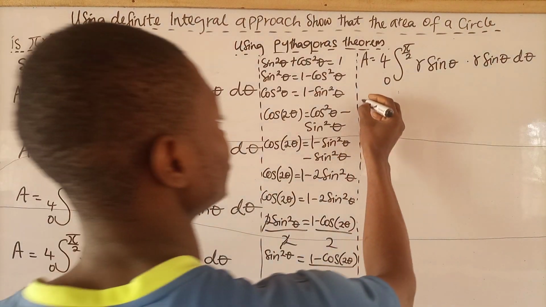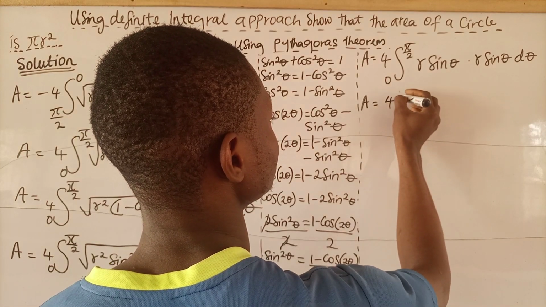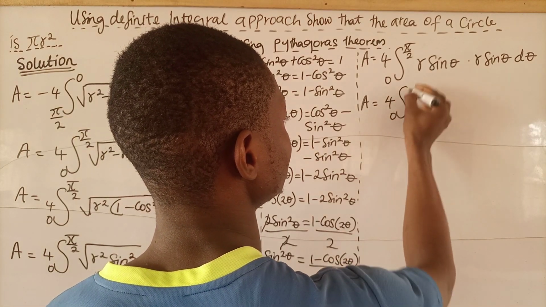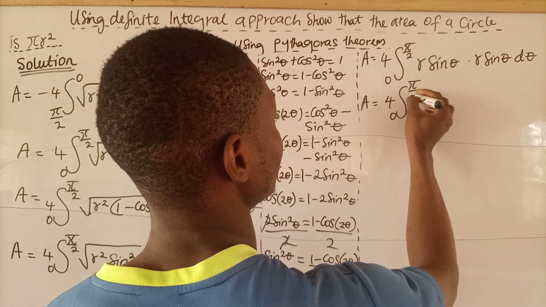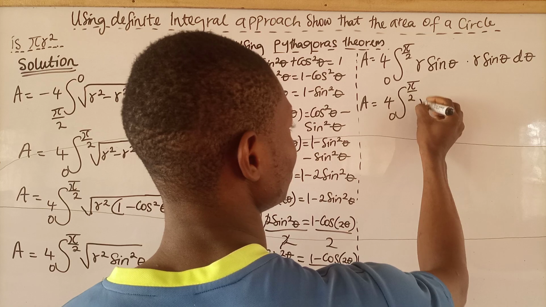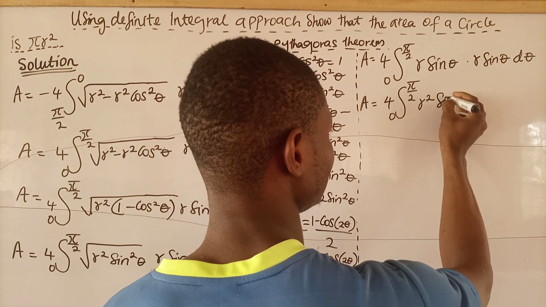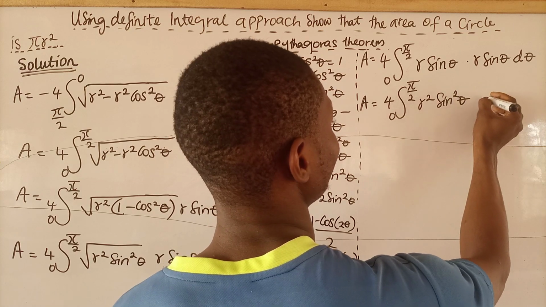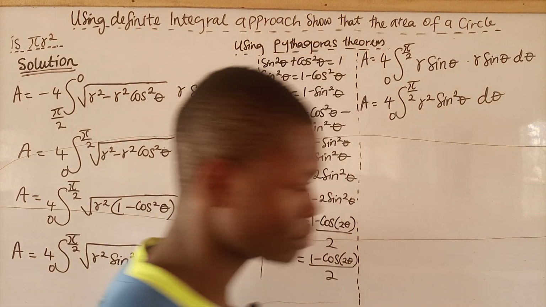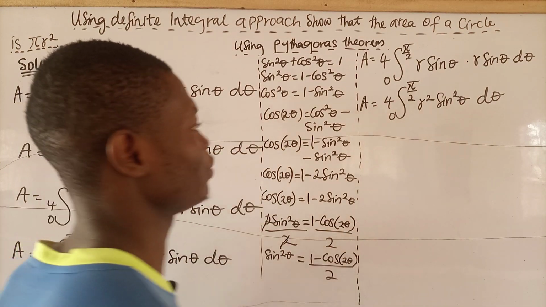So we are going to have area is equal to 4 integral from 0 to pi over 2. This times this is what? r times r is what? r squared. Sin theta times sin theta is what? Sin squared theta d theta. So we are moving somewhere, we are heading somewhere.